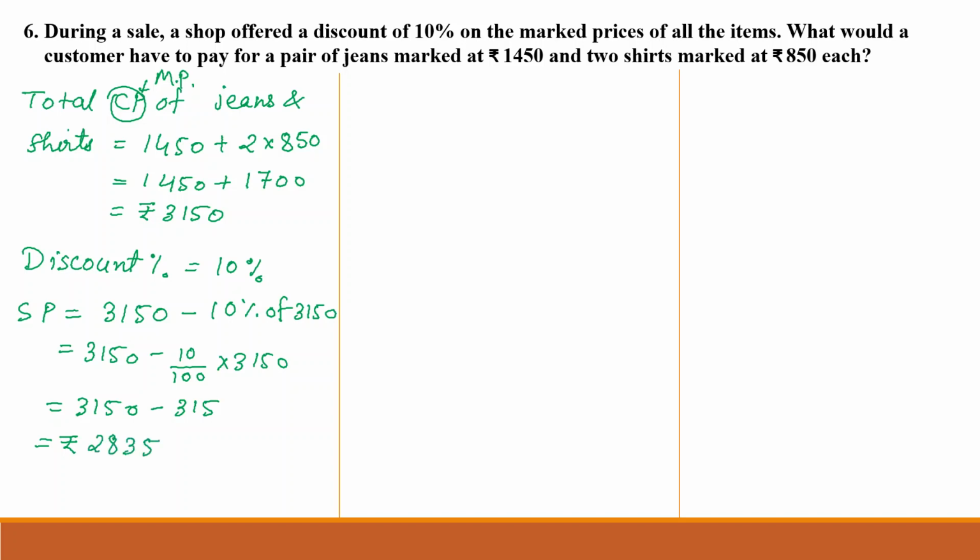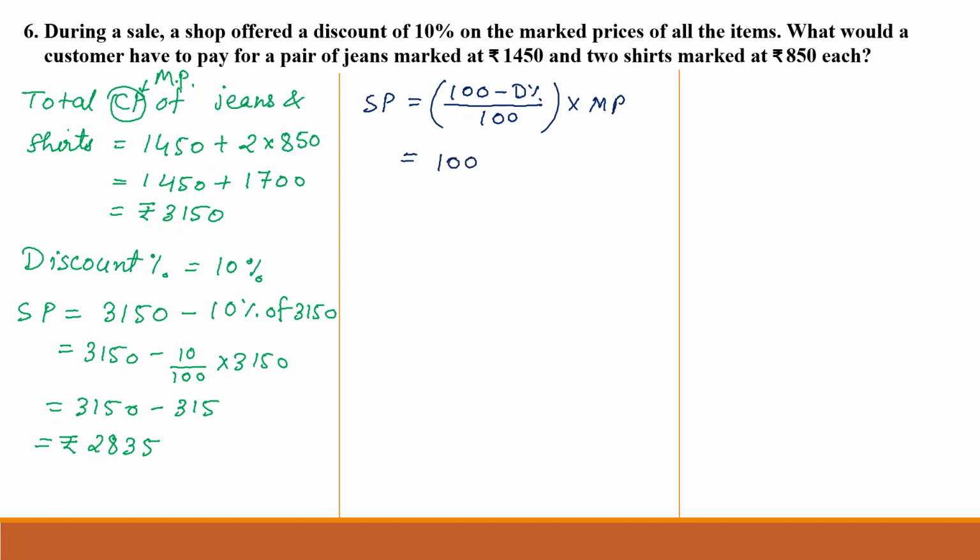This is what a customer has to pay for a pair of jeans and two shirts. Another way of calculating the selling price is using the formula. The selling price formula is (100 minus discount percent) by 100, multiplied by the marked price or list price or printed price.